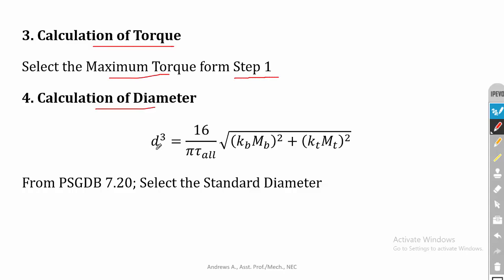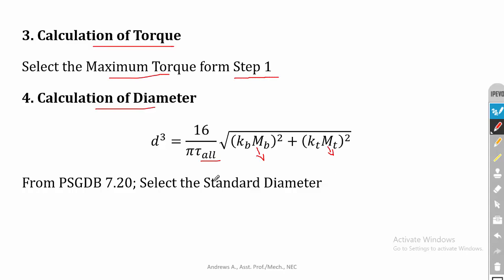We know the equation for combined bending and torsion is d cube equal to 16 divided by pi tau allowable into root of Kb Mb square plus Kt Mt square. This Mb should be selected from the equivalent bending moment drawing, and this Mt is the maximum torque transmitted. Tau allowable is the material property.